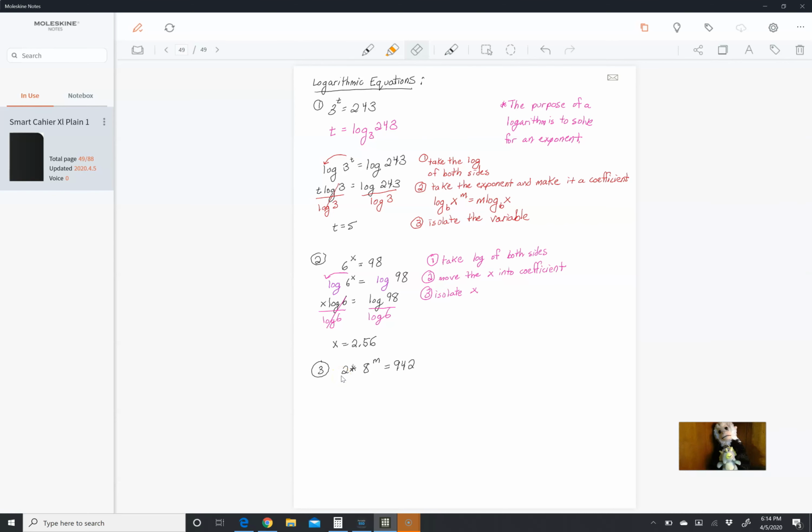log of 2 times 8 to the m into the log of 2 plus the log of 8 to the m, and then we could move the m out to the front, but that's going to make so much more work for us. Okay, so I'm not even going to show you what it would look like if we did that, but I will mention it here that we have to be careful. So our first step here is to isolate the exponential function.